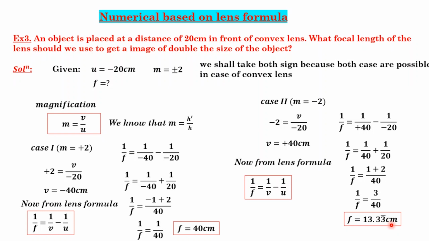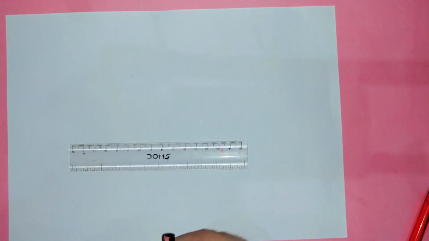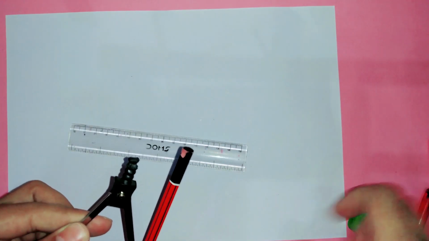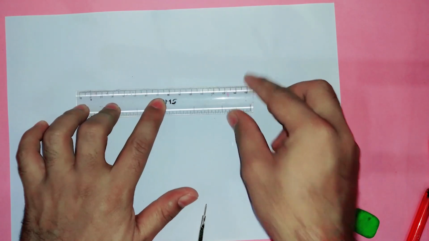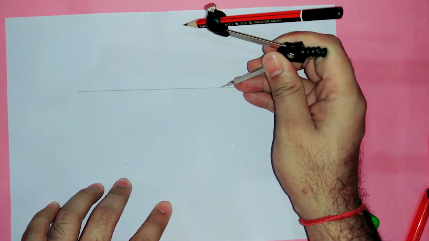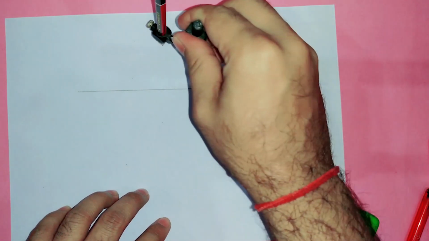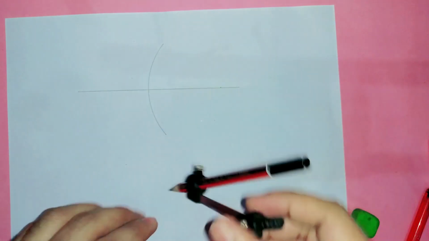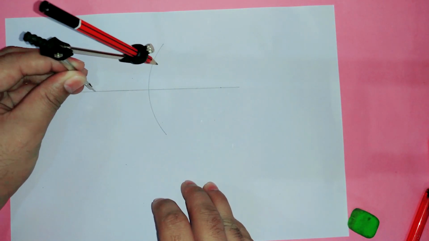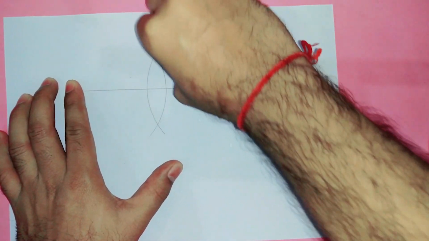Okay, now some of the students were asking me, sir, how can we draw a convex lens or a concave lens? To draw a convex lens or concave lens, you need a scale, a compass, a pencil, and an eraser. So first you have to draw a line which will be our principal axis, like this, and point your compass anywhere on the line. Take a comparable distance. So point your compass anywhere on the line and draw an arc. Clear? Now again point your compass in the opposite direction and draw an arc again. Okay, so you can erase the remaining part like this.